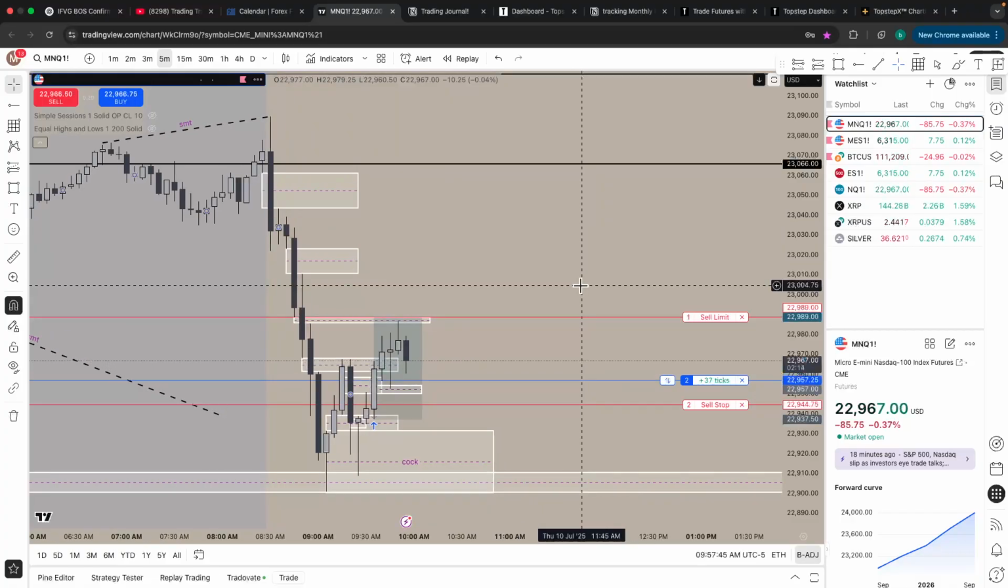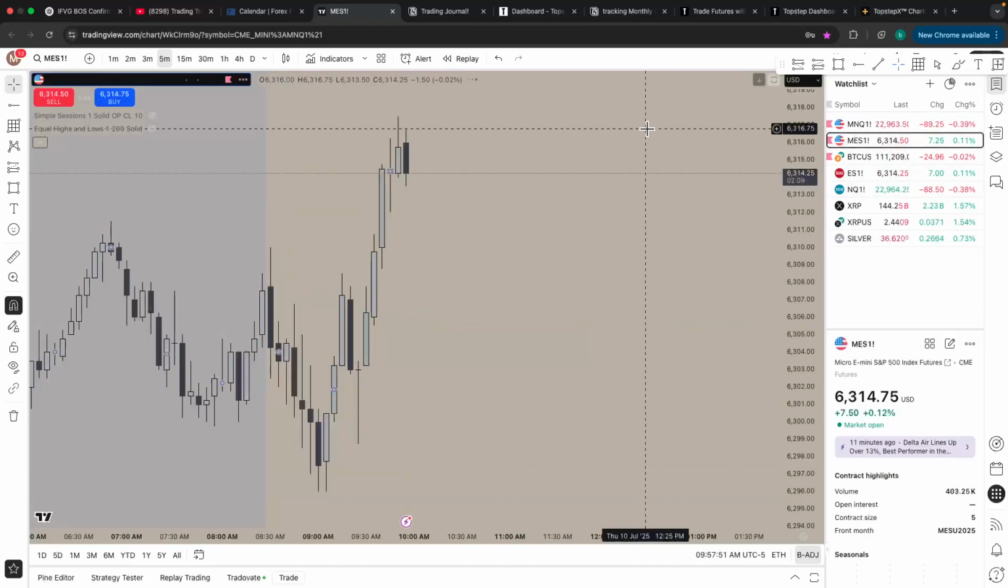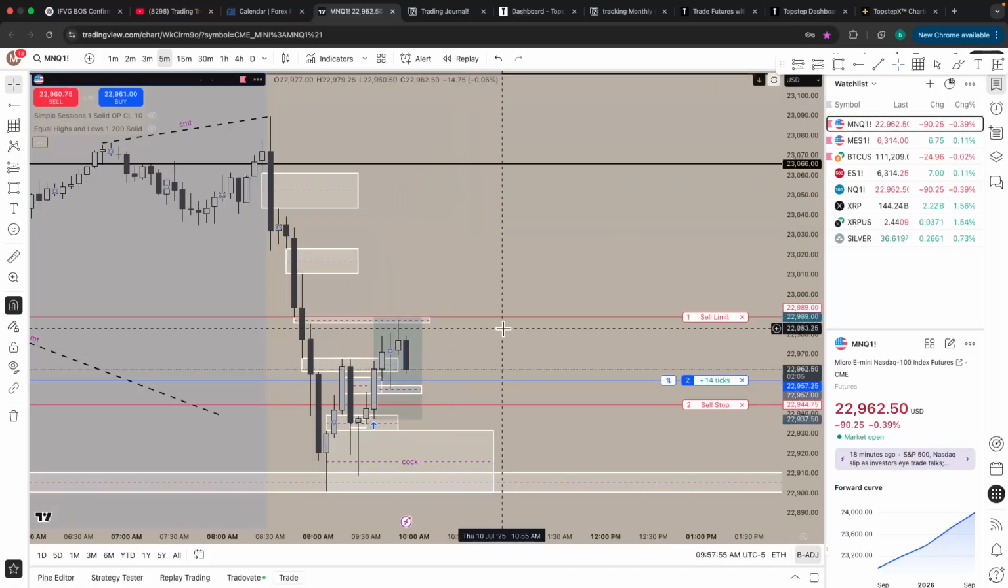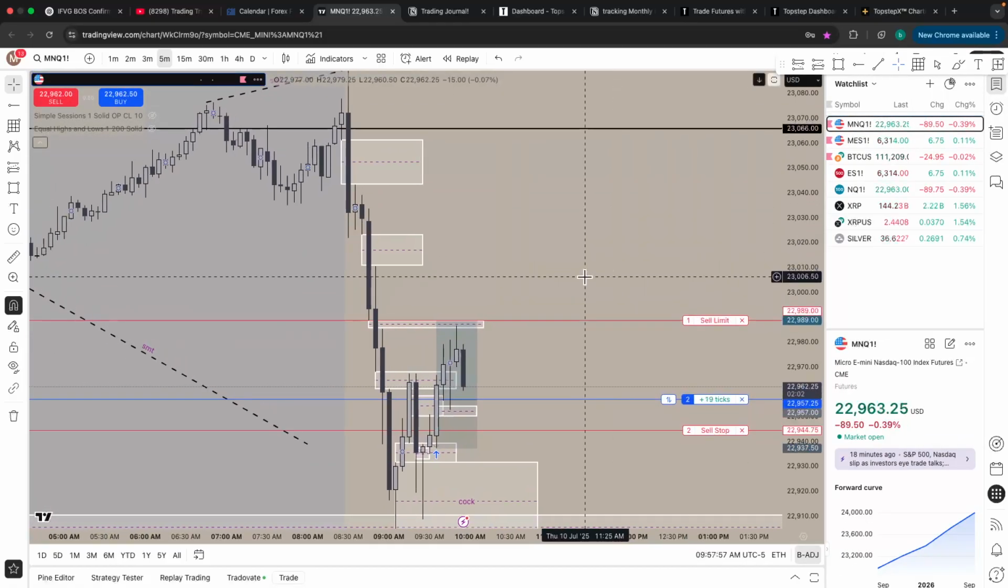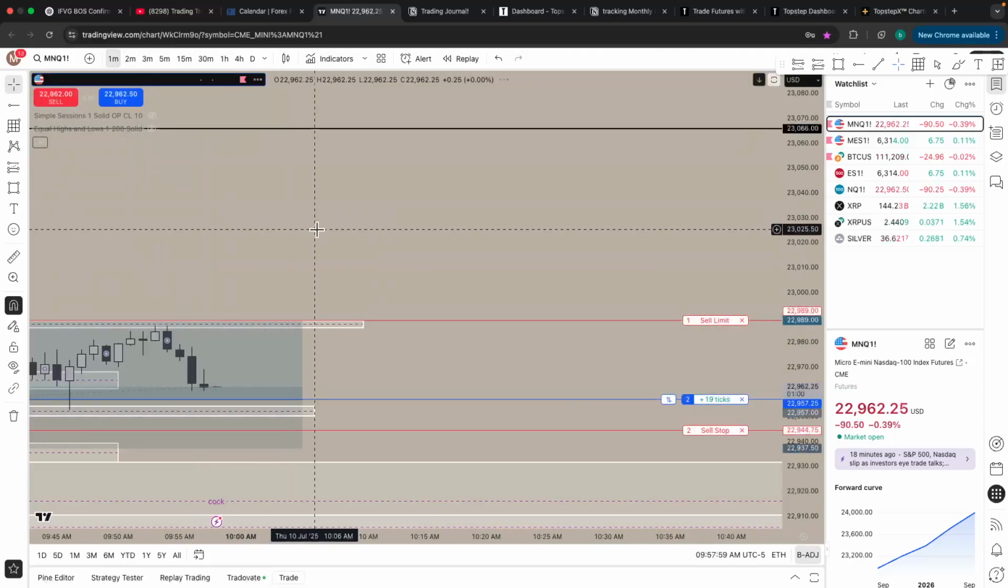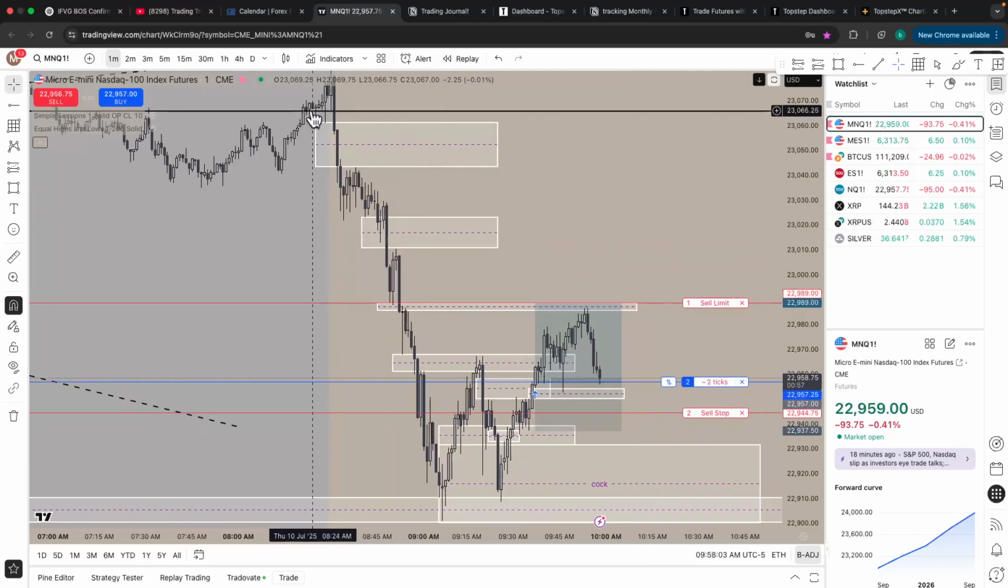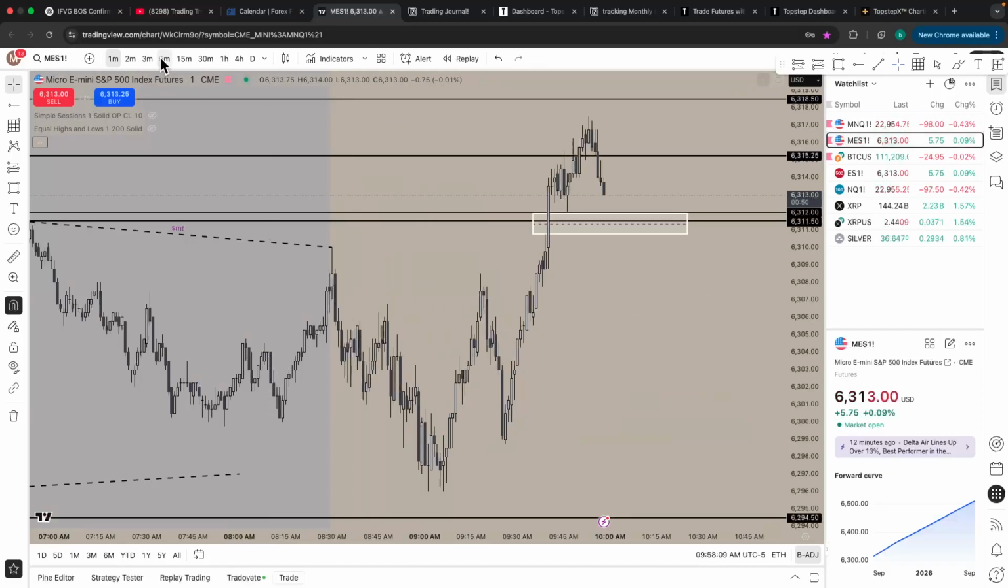But I mean, that buy side liquidity, not take profit. If it hits this buy side liquidity up here, my take profit gets hit on NQ. Oh, and we're back at break even. Alright. I'm assuming ES is coming down into that 5-minute.